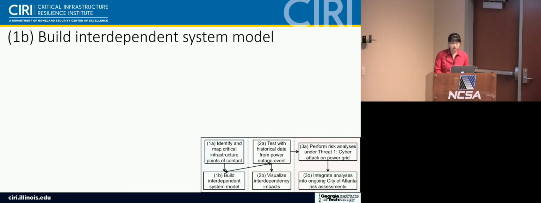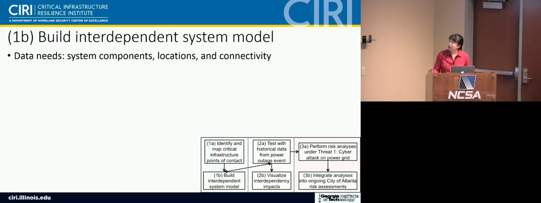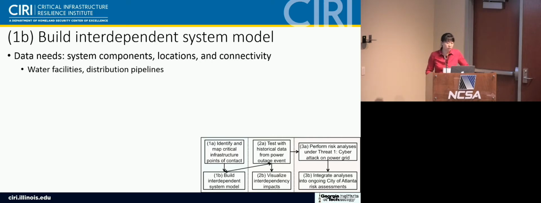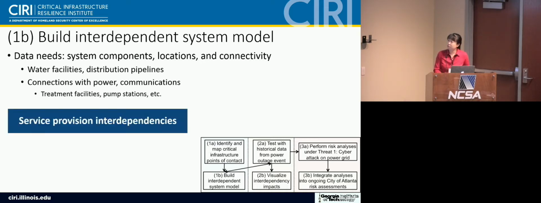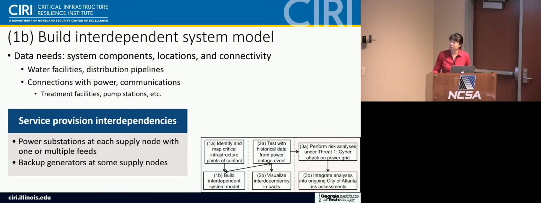All right, I also wanted to talk a little bit about the data needs to build these models. We needed data on system components, locations, and connectivity. We were looking specifically at water facilities, distribution pipelines, and connections with power and communications, which includes treatment facilities, pump stations, and other types of assets that require power and communications. For the service provision interdependencies, specifically for this example, we're looking at power substations at each supply node for the water system.